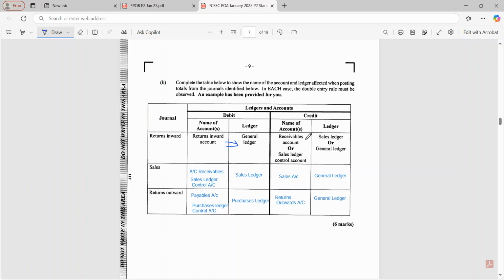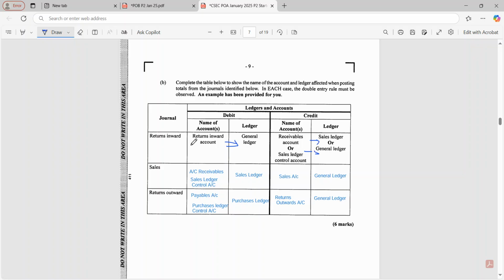And remember that there are three ledgers: general ledger, purchases ledger, and sales ledger. So in your purchases ledger, we find the suppliers or the creditors. In the sales ledger, we find the receivables accounts, and in the general ledger, we find everything else. So in this case, we have our accounts receivable account. We find that in our sales ledger, and then we find this in our general ledger.